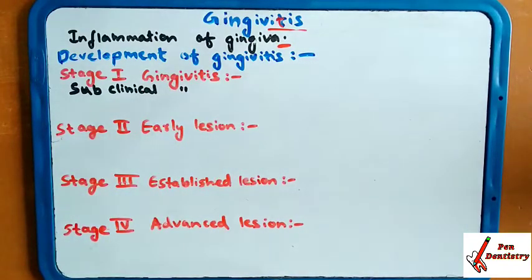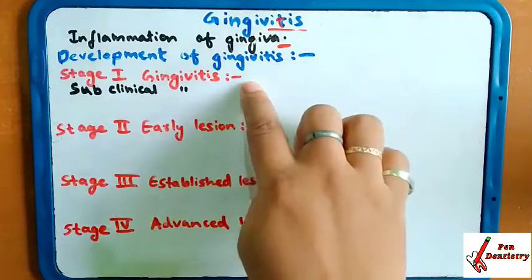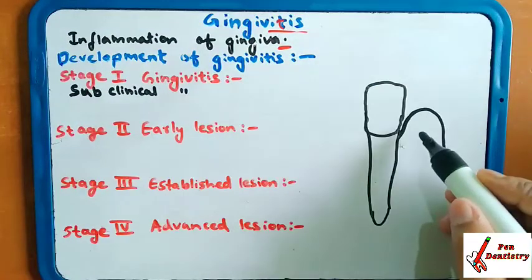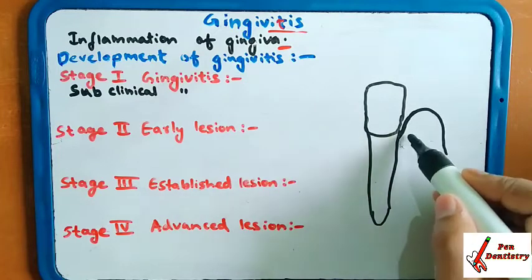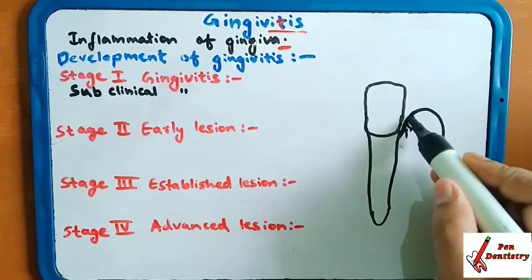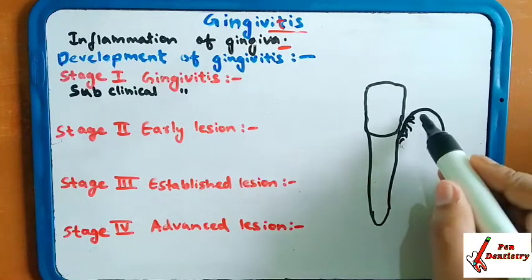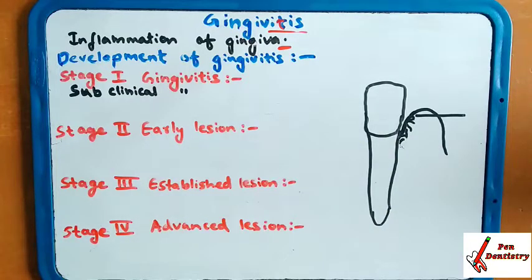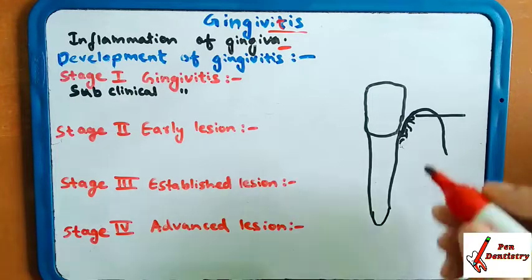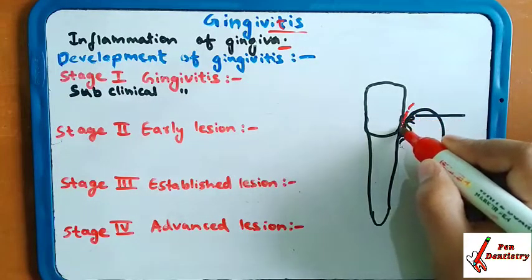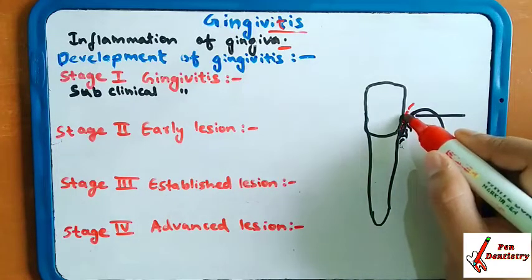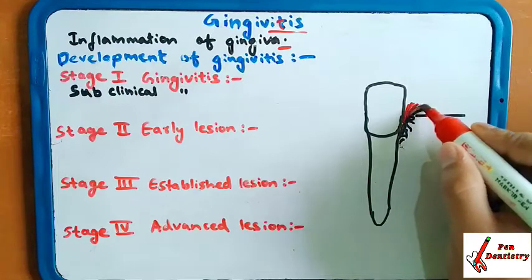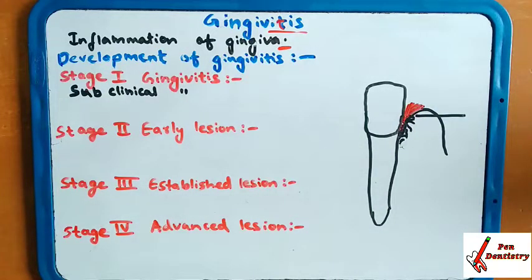How can you see the gingiva in the first stage? There will be vascularities. The blood vessels will occur at the region of the junctional epithelium. And what happens? The exudation of fluid. There will be a presence of fluid in the gingival sulcus. The fluid will be present here at the sulcus region.